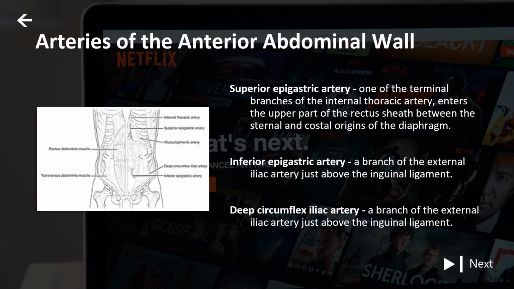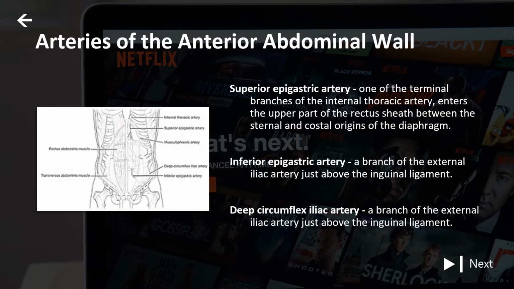Inferior epigastric artery is a branch of the external iliac artery just above the inguinal ligament. It runs upward and medially along the medial side of the deep inguinal ring, and it ascends behind the rectus muscle, supplying the lower central part of the anterior abdominal wall and anastomosing with the superior epigastric artery. The deep circumflex iliac artery is the last artery in the arteries of the anterior abdominal wall.